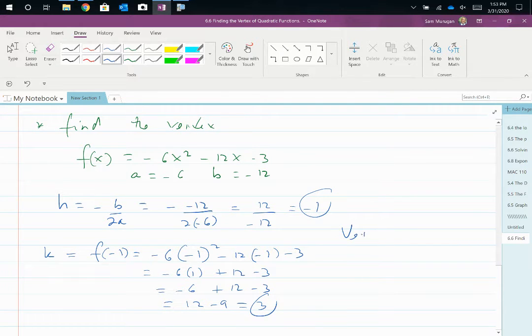So the vertex (h, k) is at negative 1 and positive 3.